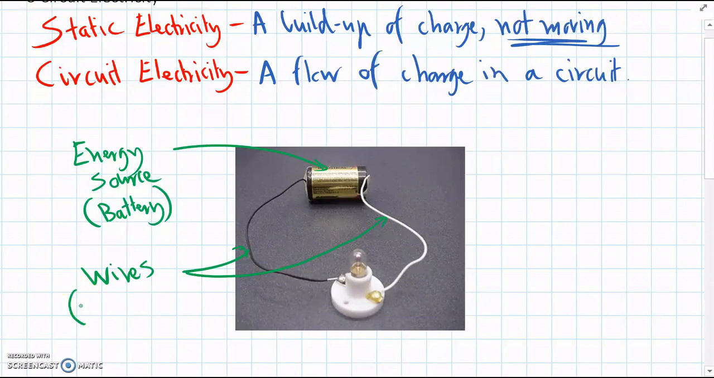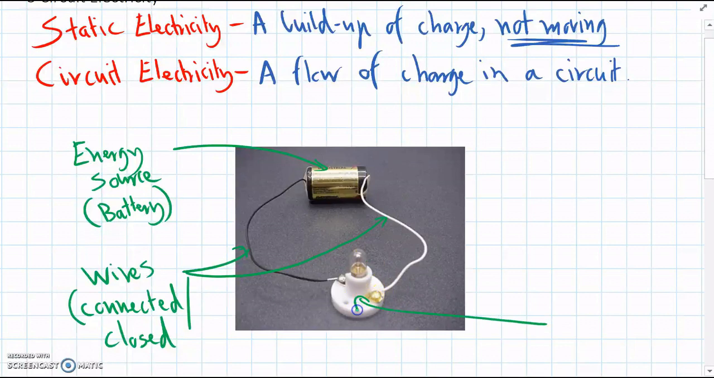And once a circuit is completely connected, we call it closed, because there are no gaps. It's a continuous loop. And then we also need something else, which is called the load. And in this case, the load is the light.